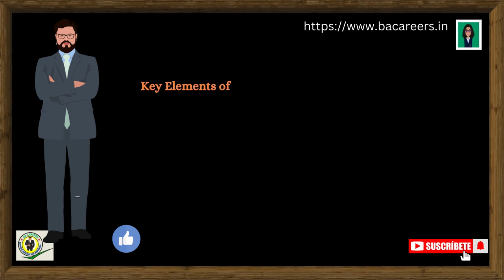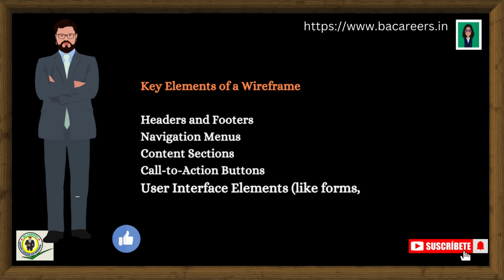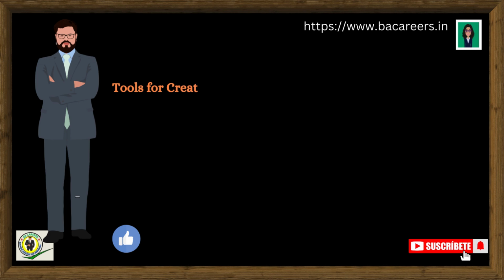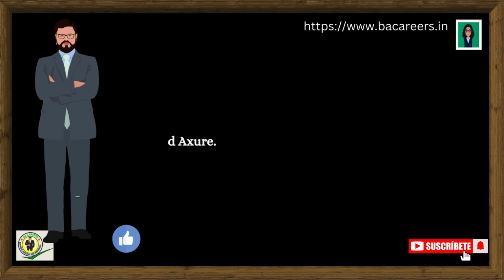Key elements of a wireframe: headers and footers, navigation menus, content sections, call to action buttons, user interface elements like forms, images, etc. Tools for creating wireframes. Popular tools such as Balsamiq, Adobe XD, Sketch, Figma, and Agile.